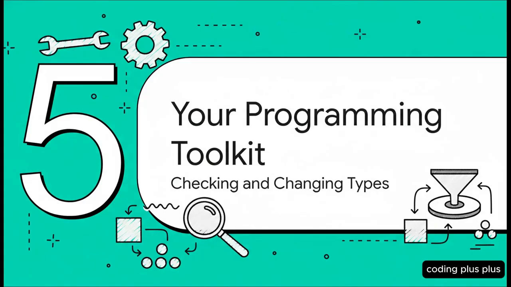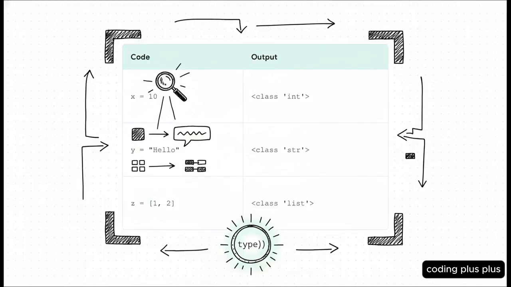You've made it. You now know all the core building blocks. So for this last part, let's give you the tools you're going to need to work with them, to figure out what they are, and even change them from one type to another. First tool in your kit, the type function. It's like a little detective. You can give it any variable, and it will tell you exactly what data type it is. So you can see here, we give it x, and it tells us, yep, that's an int. We give it y, and it says that's a string. It's perfect for when you're not quite sure what you're working with.